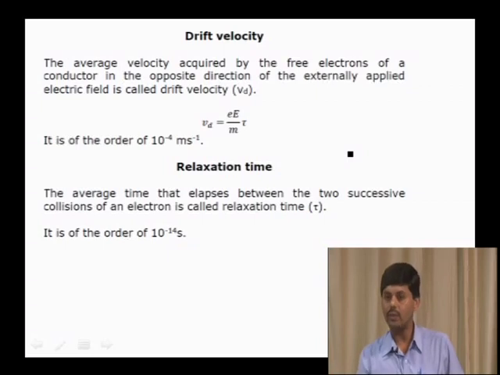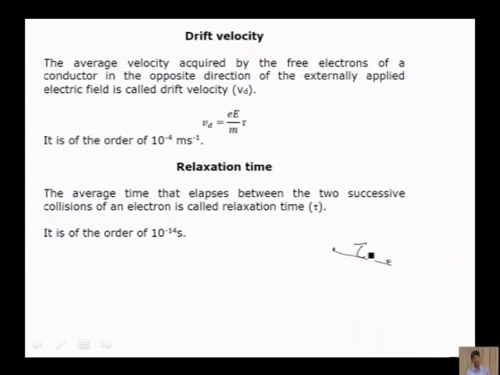Then, what is the relaxation time? The average time that elapsed between two successive collisions of the electron is called the relaxation time. It means the time interval between one collision and the next is equal to the relaxation time tau. It is of the order of 10 raised to minus 14 second.